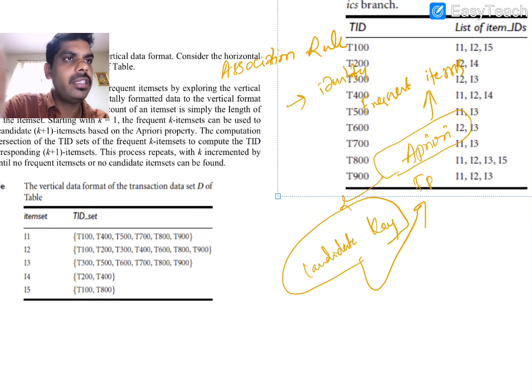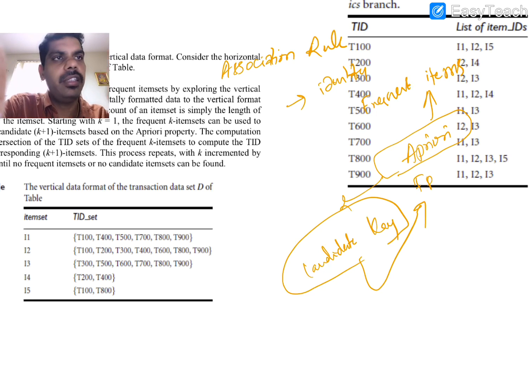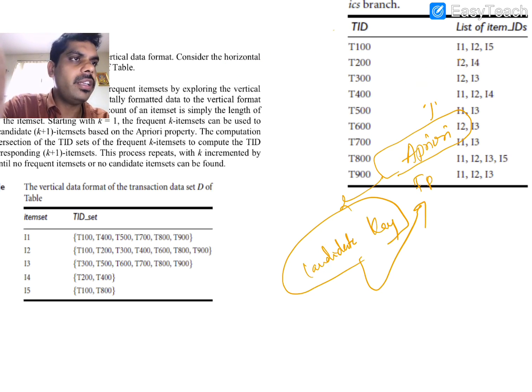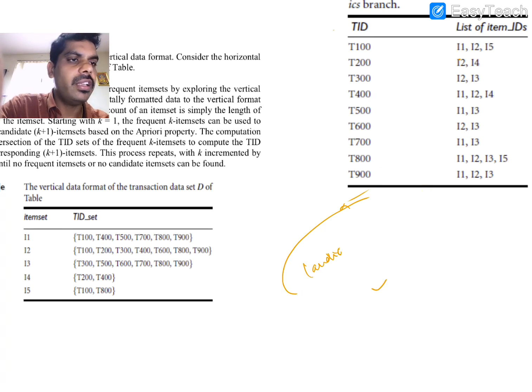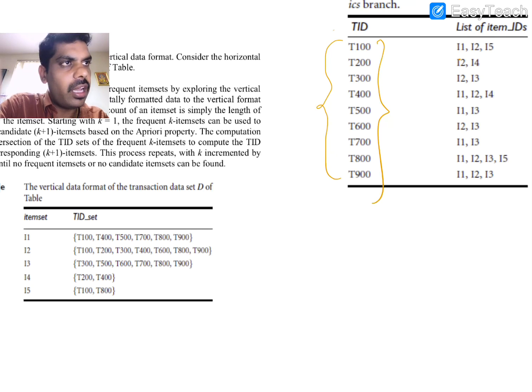See here, how many transactions are listed? Nine transactions are listed, right? Among these nine transactions, a list of items is given in every transaction. Here we are going to identify the frequent patterns based on the vertical data format. Instead of considering these transactions, I am going to concentrate on the list of items.